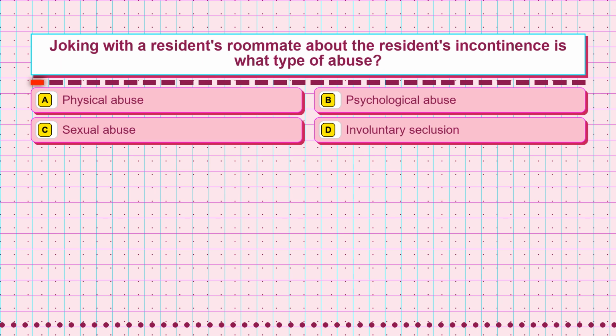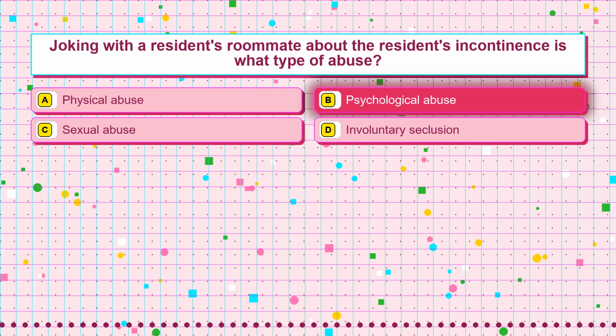Question 96. Joking with a resident's roommate about the resident's incontinence is what type of abuse? Option A. Physical abuse. Option B. Psychological abuse. Option C. Sexual abuse. Option D. Involuntary seclusion.